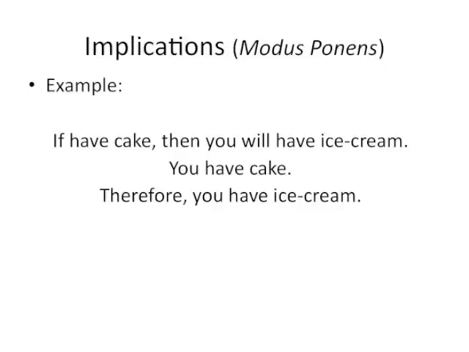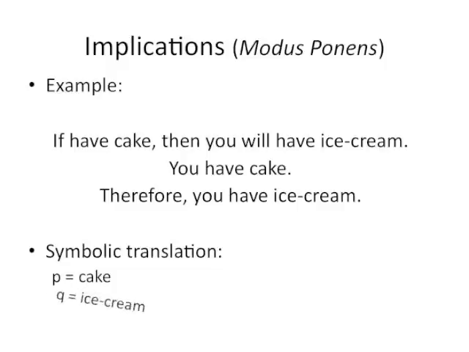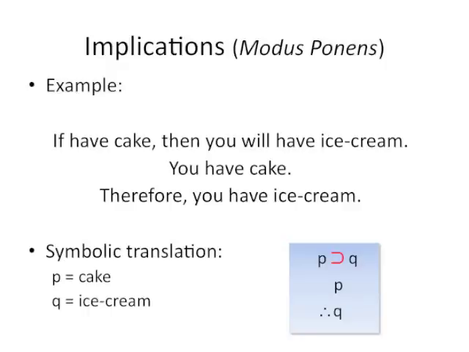The symbolic translation for this starts off with defining the terms again. So in this case, we're going to set our possibility of having cake as the term P. Then we're going to set the consequent, having ice cream, as Q. And so our symbolic translation looks like this. If P, then Q. P, therefore Q. All right, so the first line there shows us our symbolic translation.